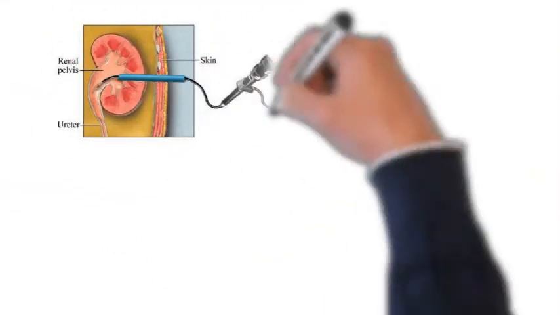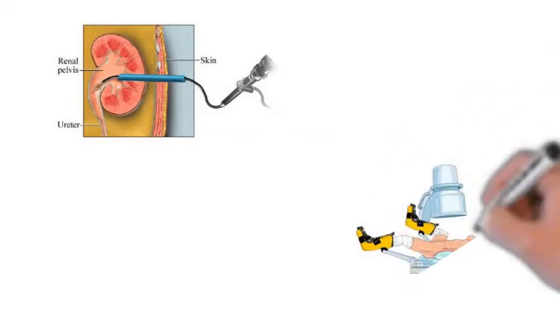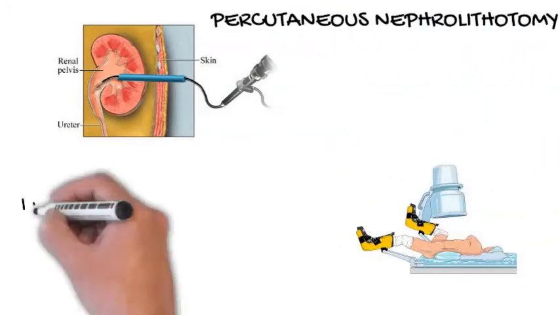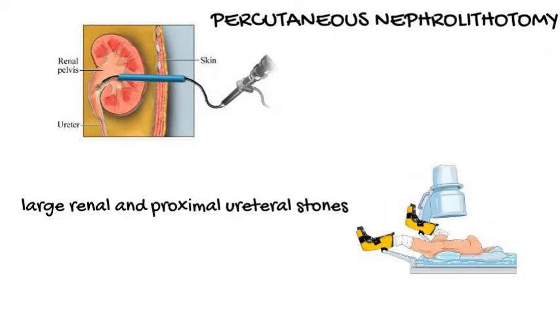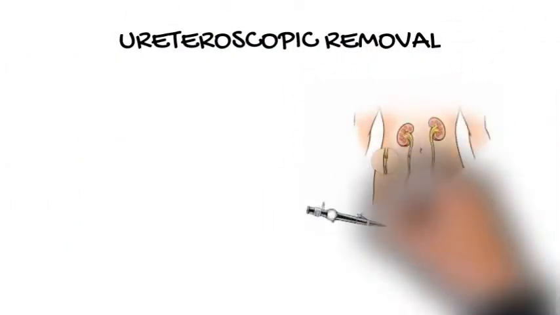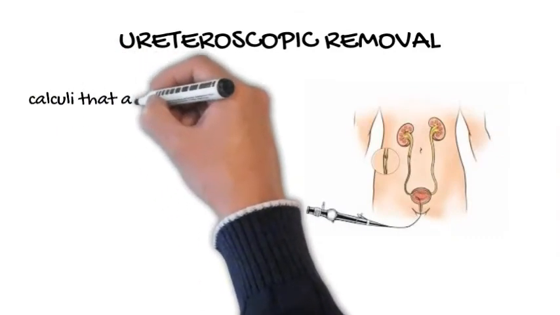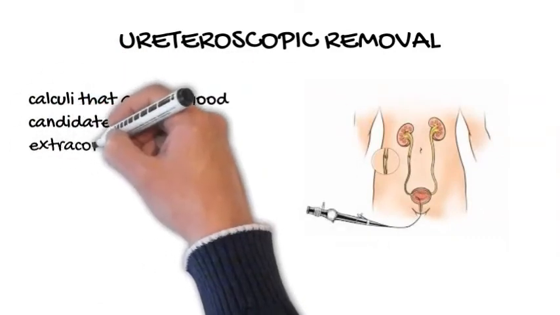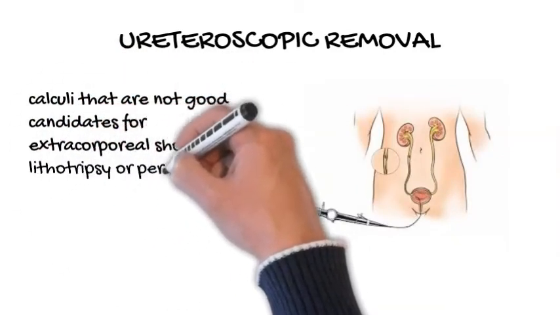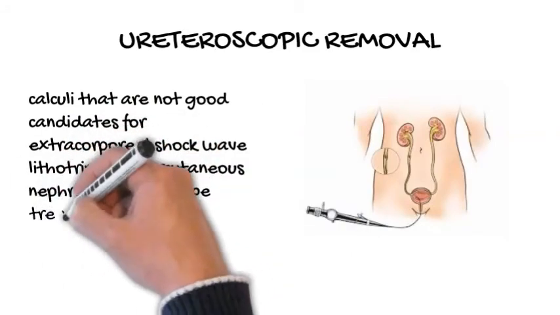Percutaneous nephrolithotomy remains a safe and reliable method of removing large renal and proximal ureteral stones. Advances in ureteroscopic techniques now allow calculi that are not good candidates for extracorporeal shockwave lithotripsy or percutaneous nephrolithotomy to be treated virtually anywhere within the ureter or kidney.